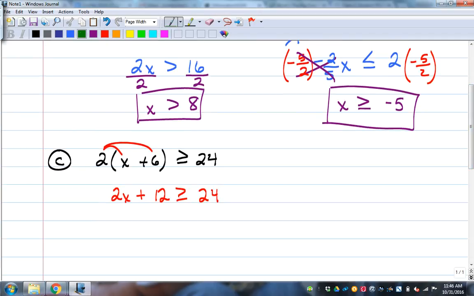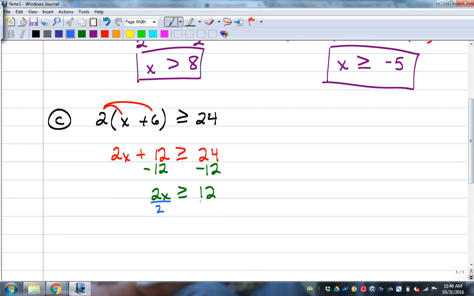Now what? Subtract the 12 from both sides. There's 2x is greater than or equal to 12. Divide by 2. x is greater than or equal to 6. And then filled in circle on the graph when you go to do that and going toward the right. Yeah, that's right. Good job. All right. Not too bad.